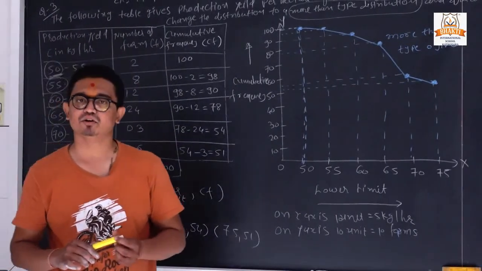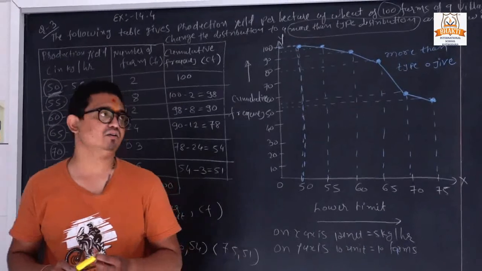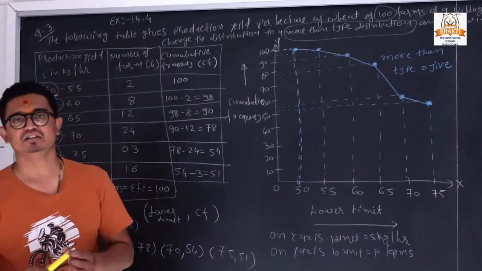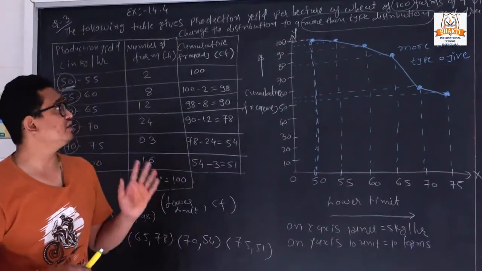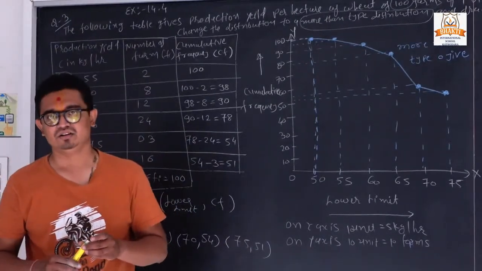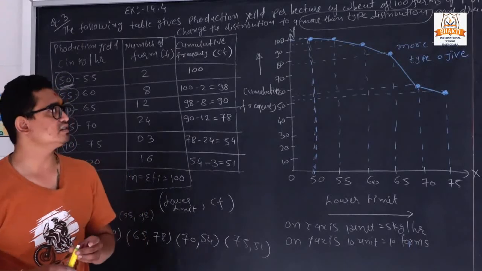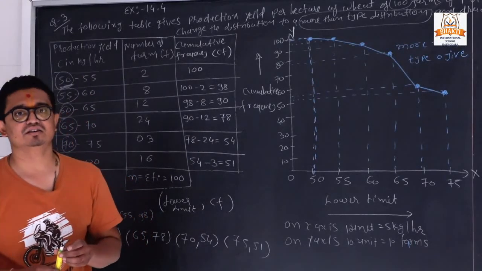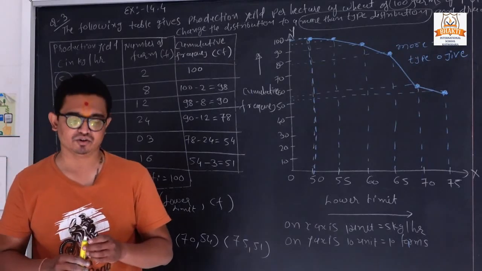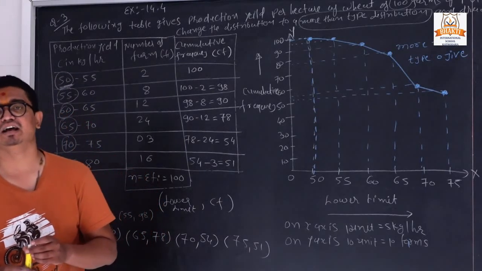So now our chapter number 14 is over. It is very important from the point of view of the board examination, because they ask a 6 mark question from this chapter. The weightage of chapter 14 is 6 marks. So you need to prepare all the sums twice, and you can also solve the sums given in the book. So you will have confidence about mean, mode and median.